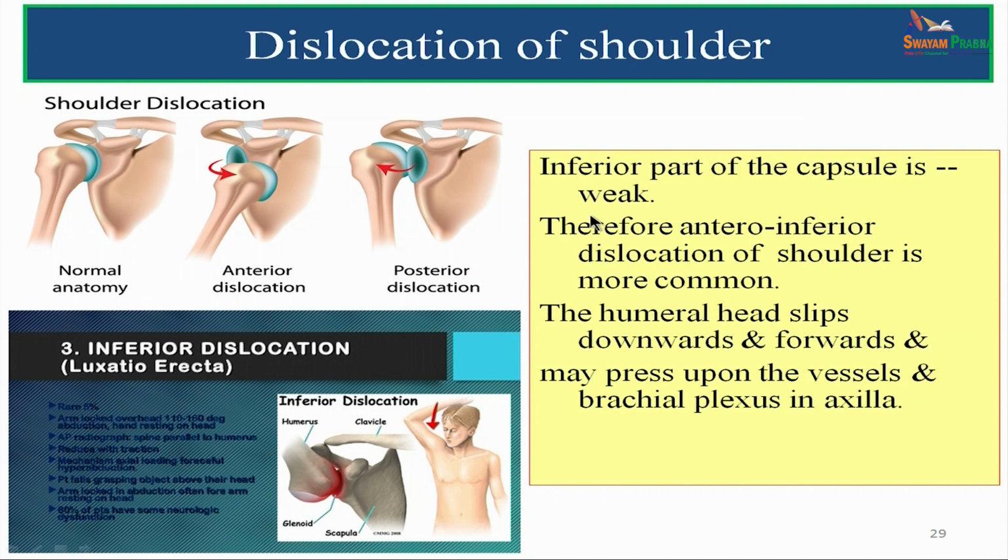The head of the humerus slips downwards and forwards and may press upon the vessels and brachial plexus in the axilla. What you see here is a normal shoulder articulation, anterior dislocation where the head slips anteriorly, posterior dislocation where the head slips posteriorly, and the most common dislocation where the head has slipped inferiorly, that is the inferior dislocation of shoulder. The inferiorly dislocated head can compress upon or impinge upon the vessels in the axilla, namely the axillary vessels and the brachial plexus.